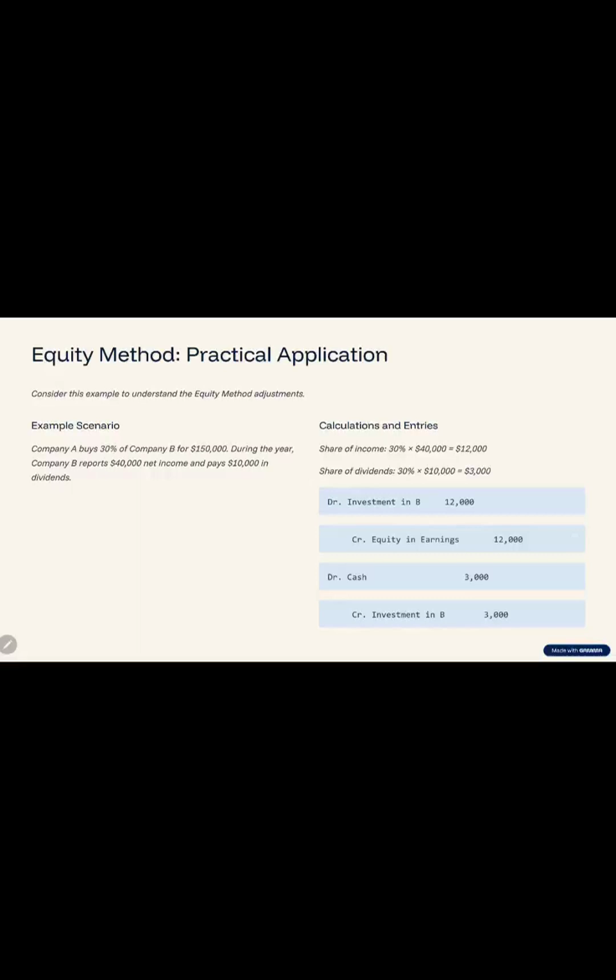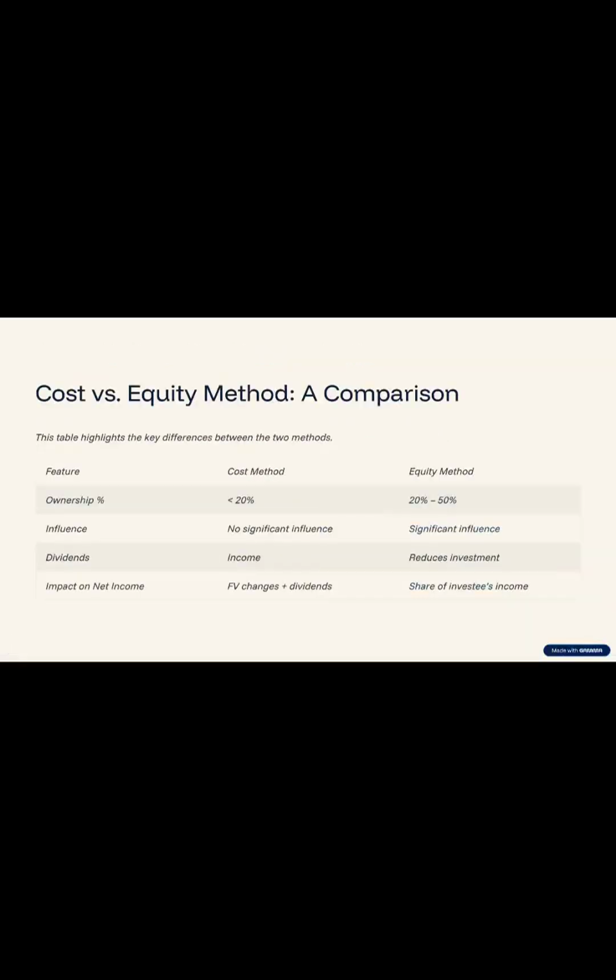Next, we are given the practical question as well. The difference is like less than 20% is the cost method, and the equity method is 20 to 50% influence. In the cost method there is no significant influence; the equity method has significant influence. Dividend, we say income, and this dividend reduces the investment. We have already seen this while preparing the lecture.